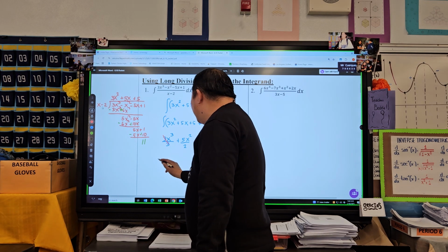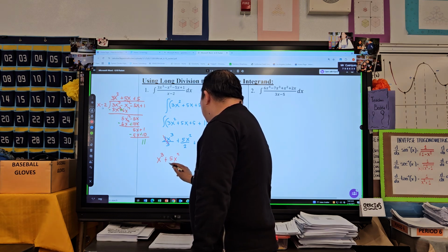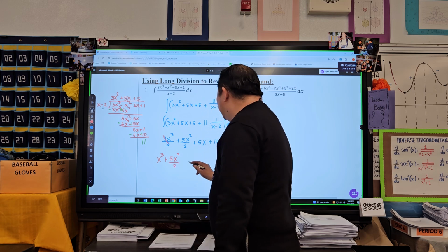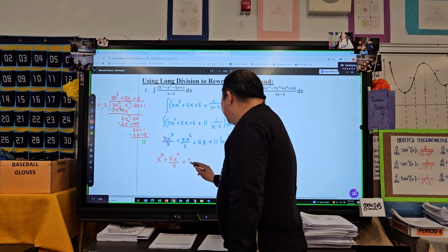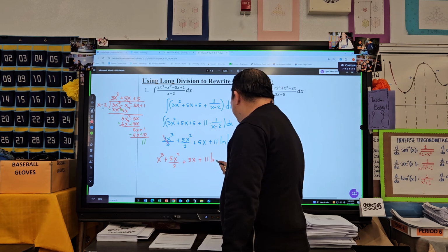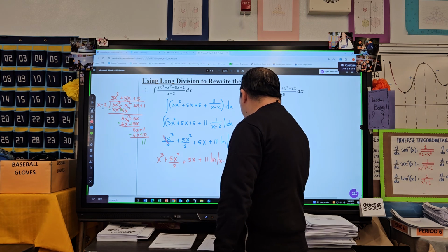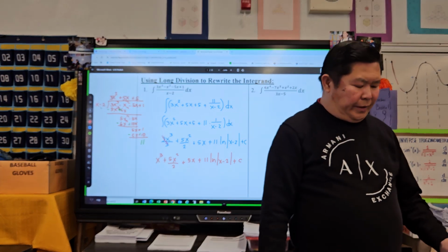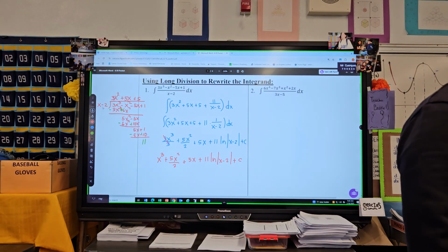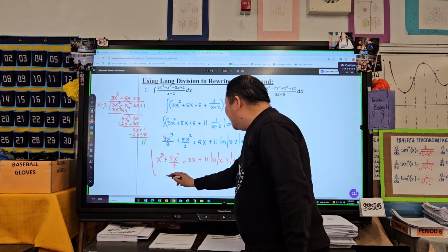So we have x cubed plus 5x squared over 2 plus 5x plus 11 ln x minus 2 plus the constant is our final answer. Any question? So I need you to box your final answer, guys.